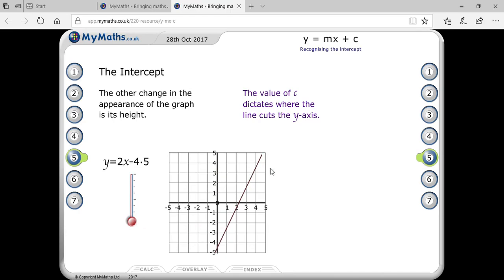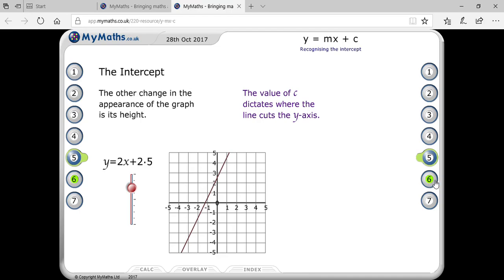So the value of c dictates where the line cuts the y-axis. Simple. Firstly, at this point the graph is cutting y equals minus 5. As I move it upward, it is cutting at y equals minus 1. If I move upward again, it is cutting at y equals 1. So if you are increasing the value of c, the graph will move to the left hand side. If you are decreasing, the graph will move to the right hand side. Clear? Yes, sir. Great.